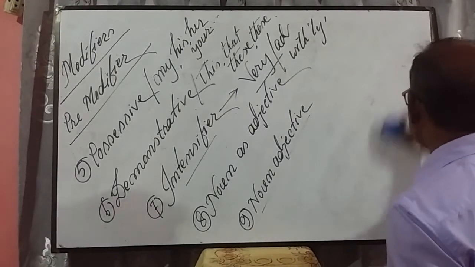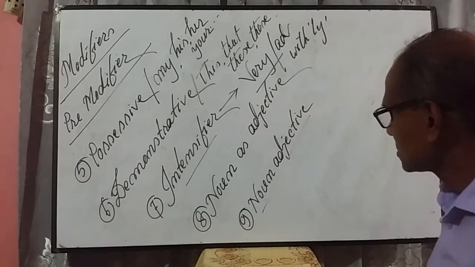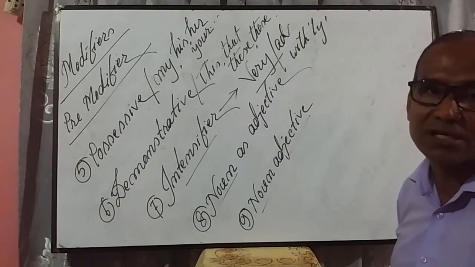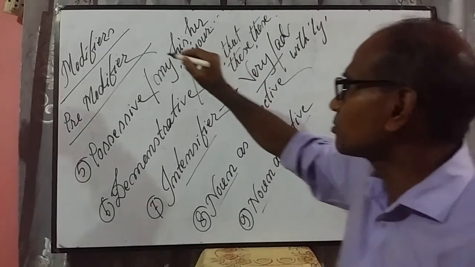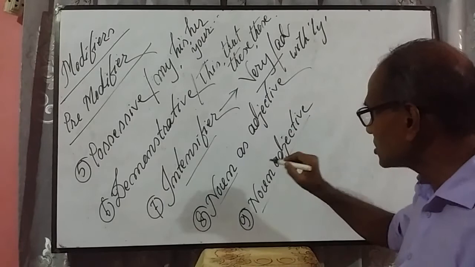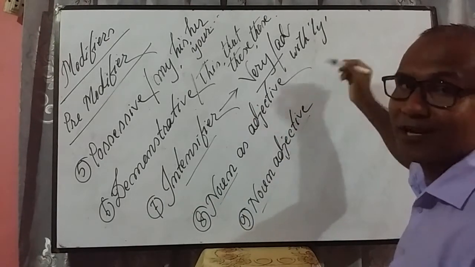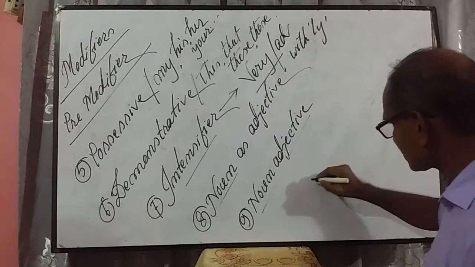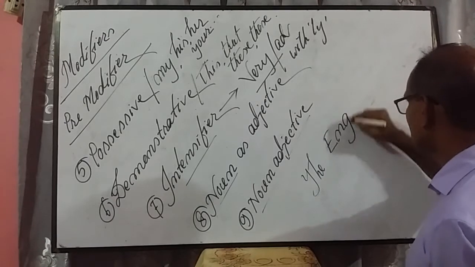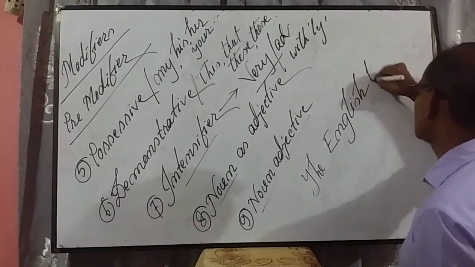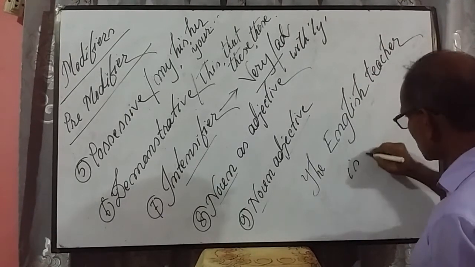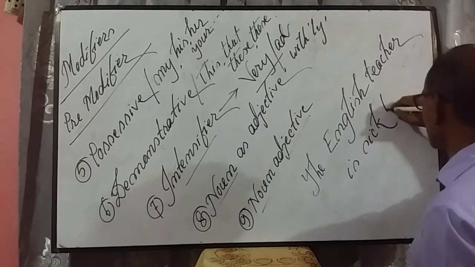Noun as adjective. That means noun. Usually noun is not counted as adjective, but here in the question of modifier, noun sometimes is used as pre-modifier, because a noun is going to qualify or modify another noun. Something like this: The English teacher is sick today.